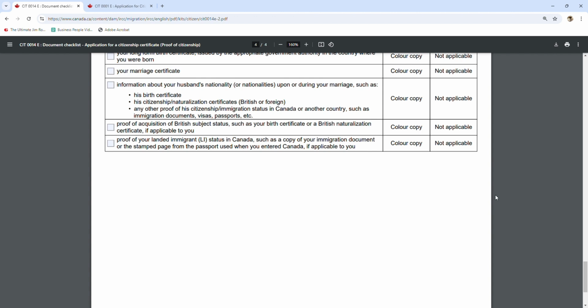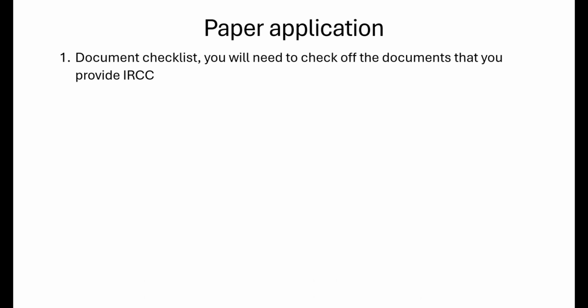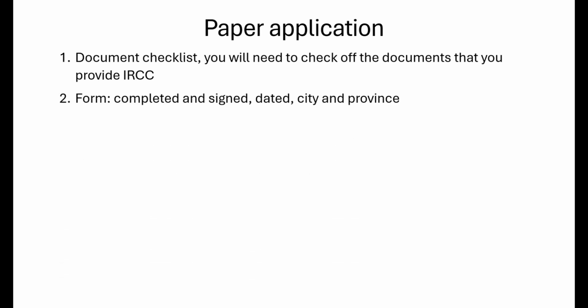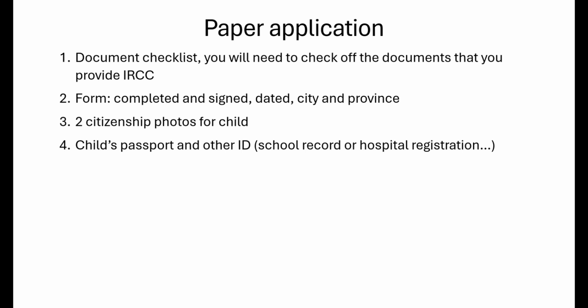All right, so now let me summarize the documents that you will need to submit along with the application, okay, for the paper application. First, you will need to provide the document checklist, and you need to check off the documents that you provide to the IRCC. Okay, the second one is the form, which needs to be completed and signed, with the date, and the city and the province where you completed and signed the application. Number 3, that is 2 citizenship photos for the child. Number 4, the child's passport and other identity, for example, the school record or the hospital registration with the name of the child on that paper.